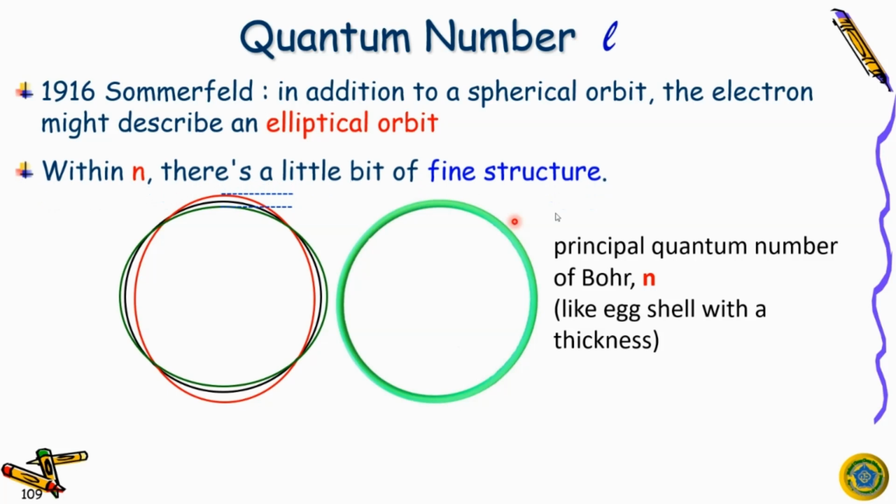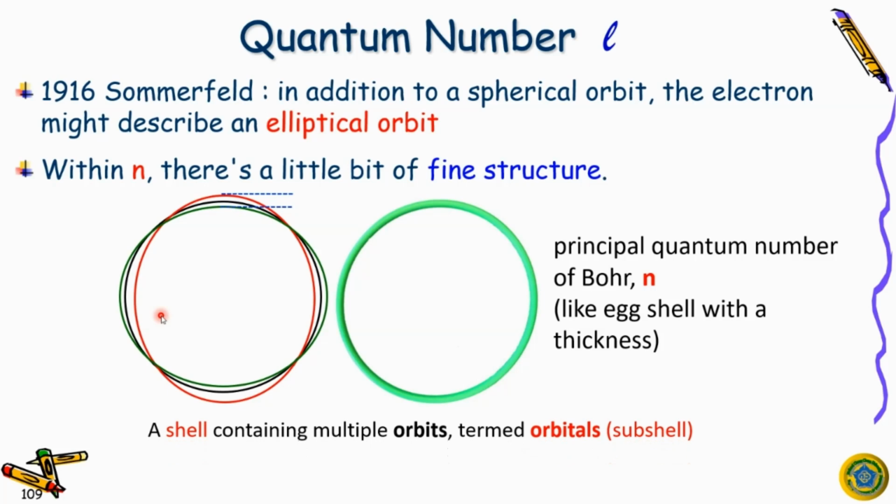For these small orbitals, within N there is a little bit of fine structure. This is called fine structure, which Sommerfeld thought there are inside these spherical orbits. So the shell contains multiple orbits. This is termed orbitals, or we call it subshell. So an orbit contains many orbitals. You can call it subshell.